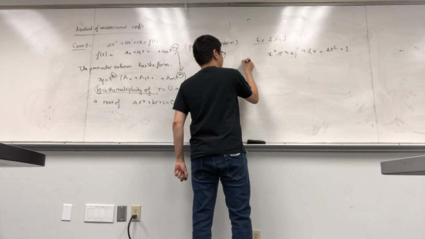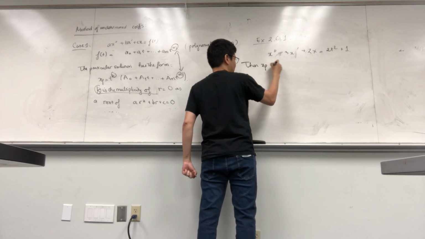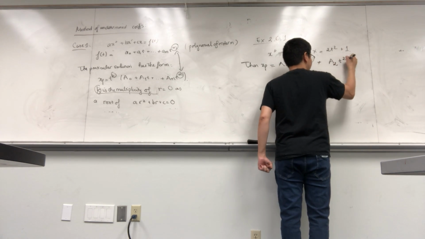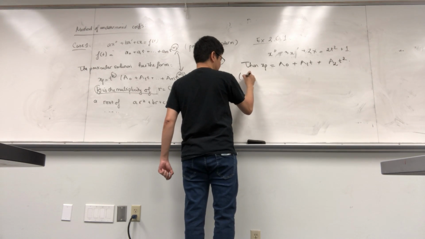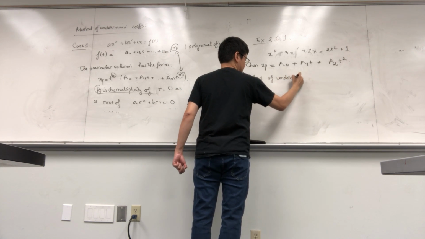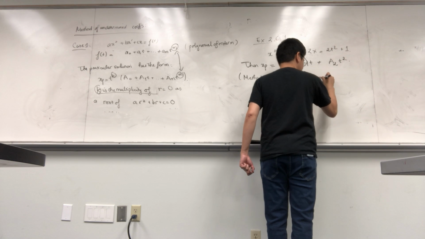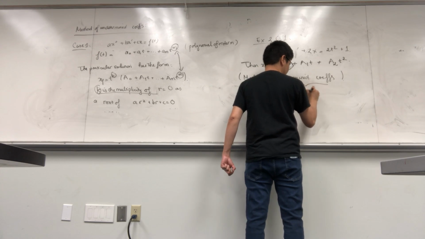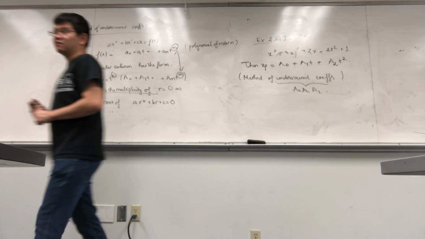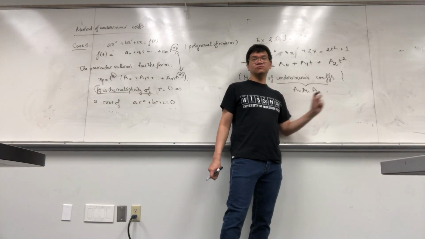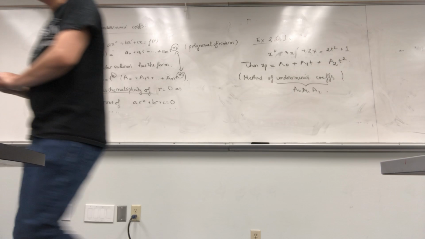So xp has to have the form a0 plus a1t plus a2t squared. And this is why we call it the method of undetermined coefficients. So the undetermined coefficients are a0, a1, and a2. So how do I find a0, a1, and a2?